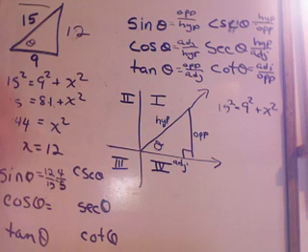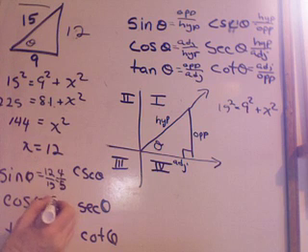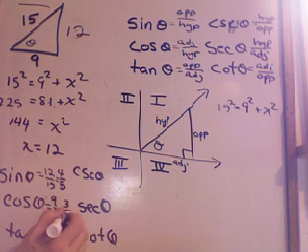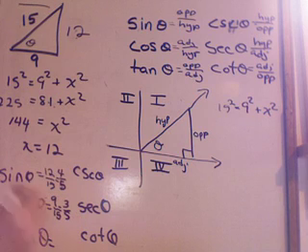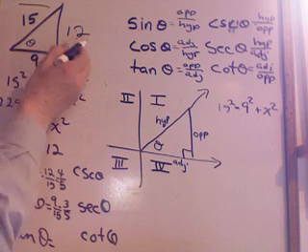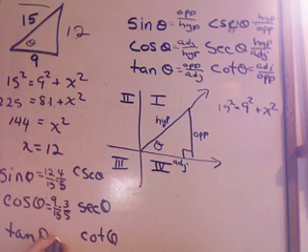All right, what is the cosine of this theta? You write it down first. 9 over 15. Hope you got it. And does that reduce? 3 goes into both, so 3 over 5. And then the tangent of theta, opposite over adjacent, 12 over 9, which reduces to 4 over 3.